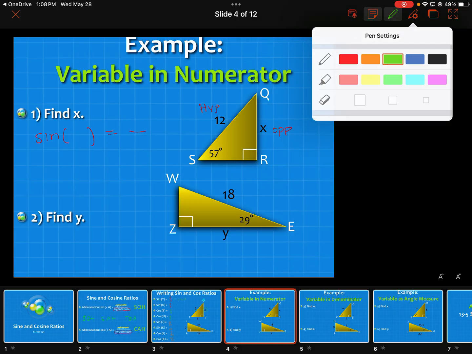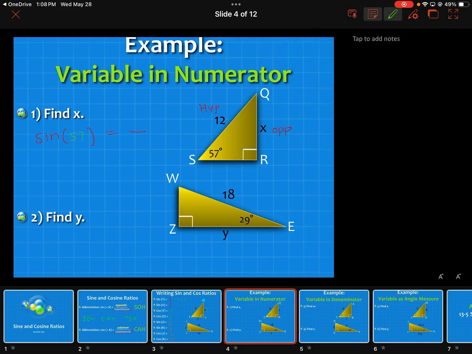Sine of your angle, 57, equals the opposite over the hypotenuse. Variables on top, so multiply. X equals 12 sine 57. Take a second and type that in. If you don't have a calculator, please get one.